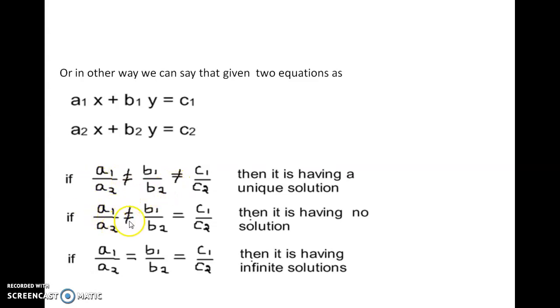When a1 by a2 is not equal to b1 by b2, but it is equal to c1 by c2, in that case, you can see that there is no solution for this, as the left hand side will get cancelled and the right hand side will not get cancelled. And the third one is, if a1 by a2 is equal to b1 by b2, which is equal to c1 by c2, that means it is one and the same. So you are not going to have a unique solution, but you will have infinite solutions.